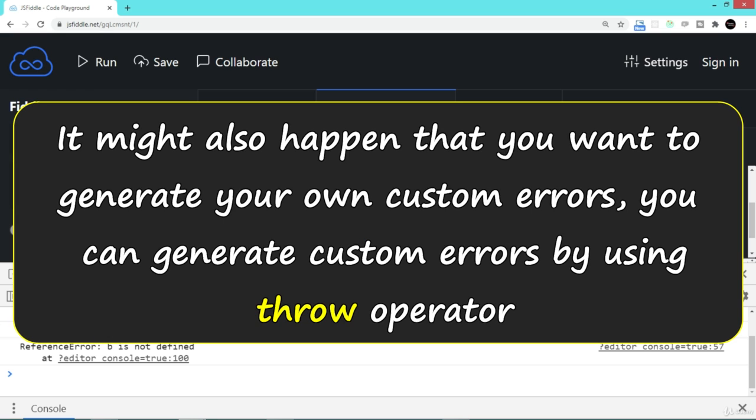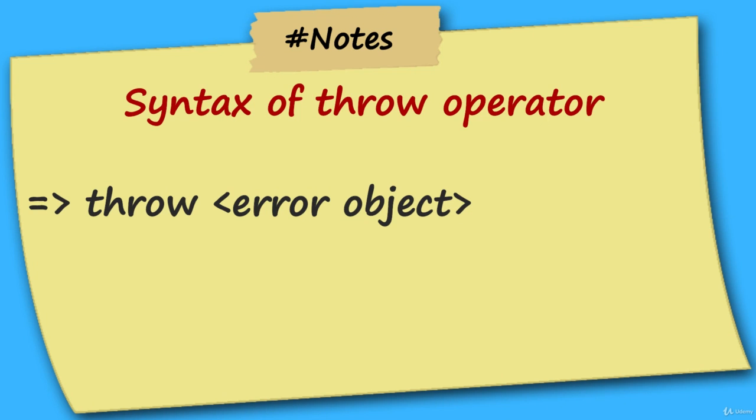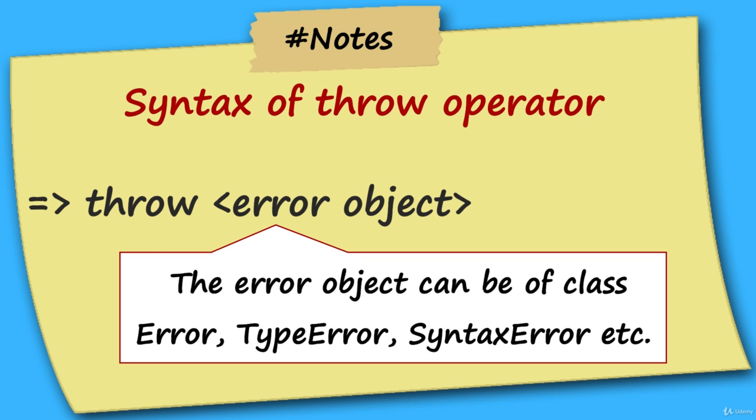It might also happen that you have a validation in the program, a custom validation, which should generate the error. In short, you want to generate or throw your own custom errors. You have the throw operator which you can use to generate your own error. The syntax is like this. We use the throw, then we have the error object, where this error object can be of class error, type error, syntax error, or any other predefined error.